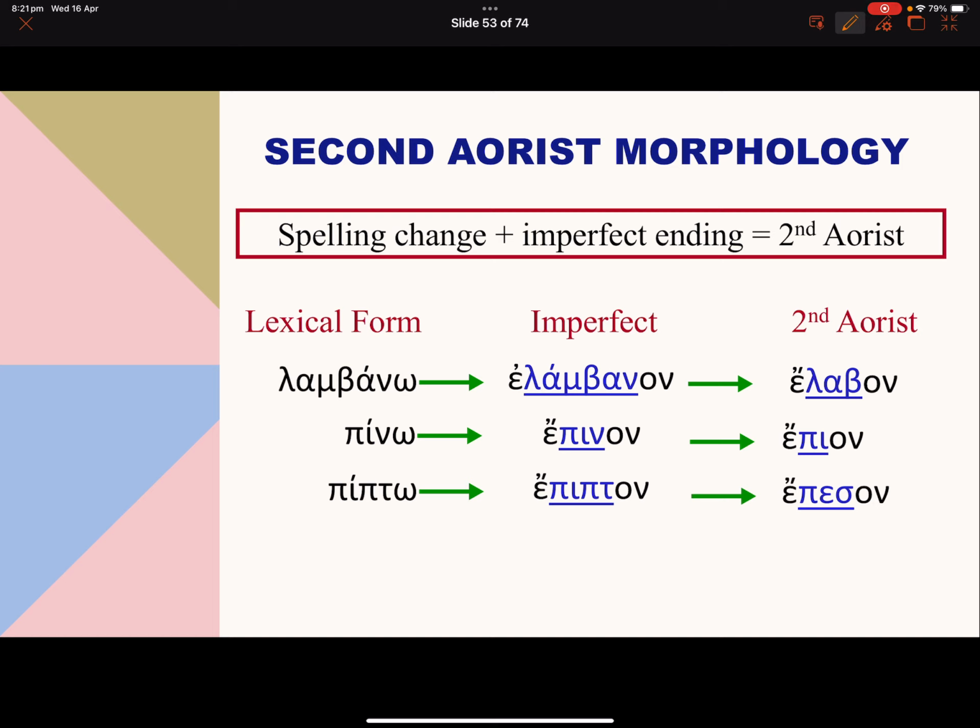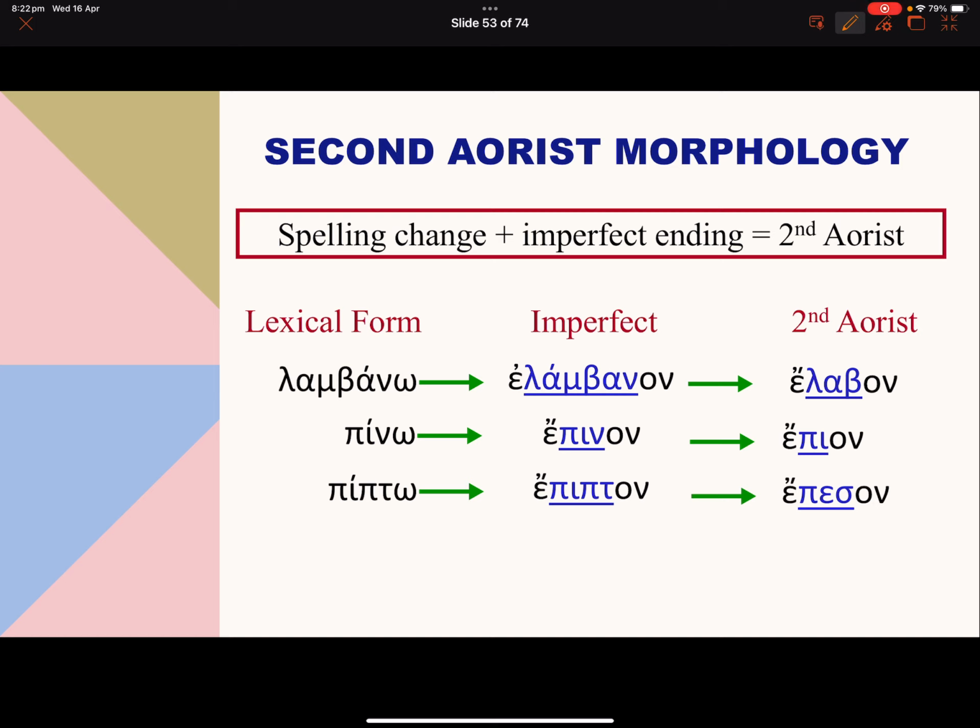The next example here, pino, meaning I drink. Sorry, my brain just went completely blank. In the imperfect, it's pinon. We retain the full stem. And then in the aorist, part of the stem drops off. It just becomes pion. These two are obviously very, very similar, and so it's one to just be aware of.